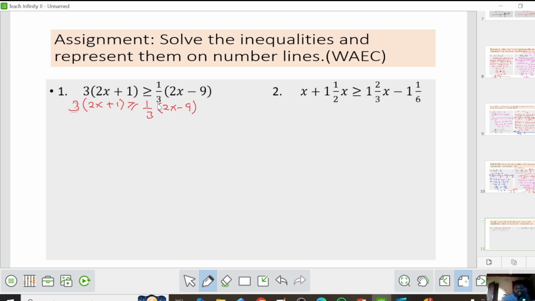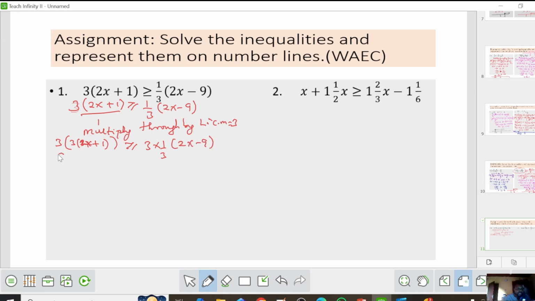With this, you see that this is the only fraction that I have here, which is 1 over 3. In that case, I can multiply through by the LCM. The LCM will be 3, so this one is over 1. You use 3 to multiply this and that. If I use 3 to multiply this, it's going to be 3 into the 3 that is there before, 2x plus 1, right? That's greater than. This one is also 3 times 1 over 3, then 2x minus 9.